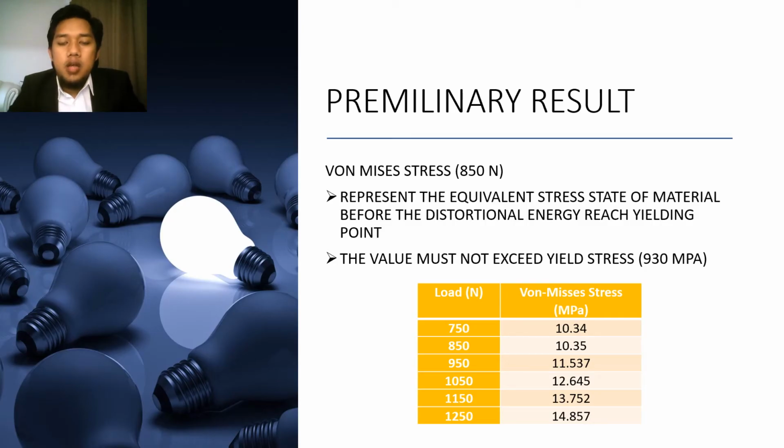Preliminary result: von Mises stress for 750 Newton and 850 Newton represent the equivalent stress state of material before the distortional energy reached yielding point. The value must not exceed yield stress, which is 930 MPa. And this is the result for our von Mises stress based on different load.